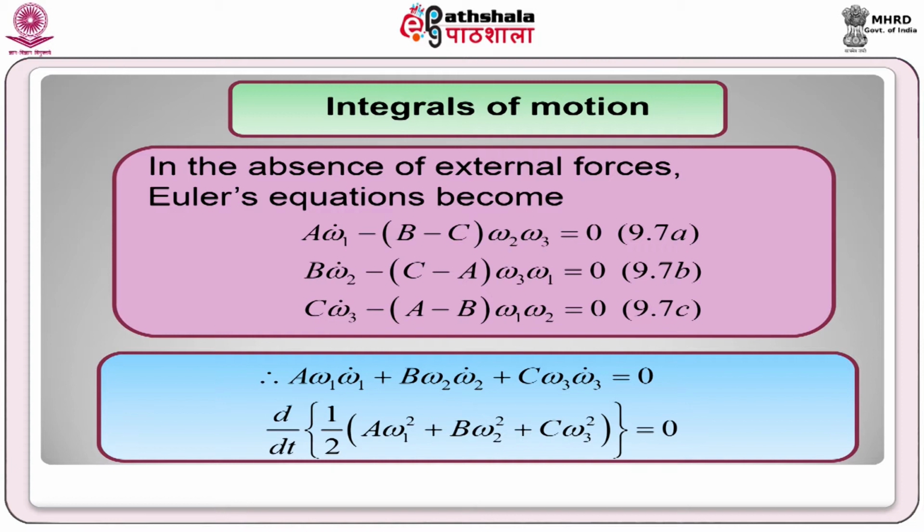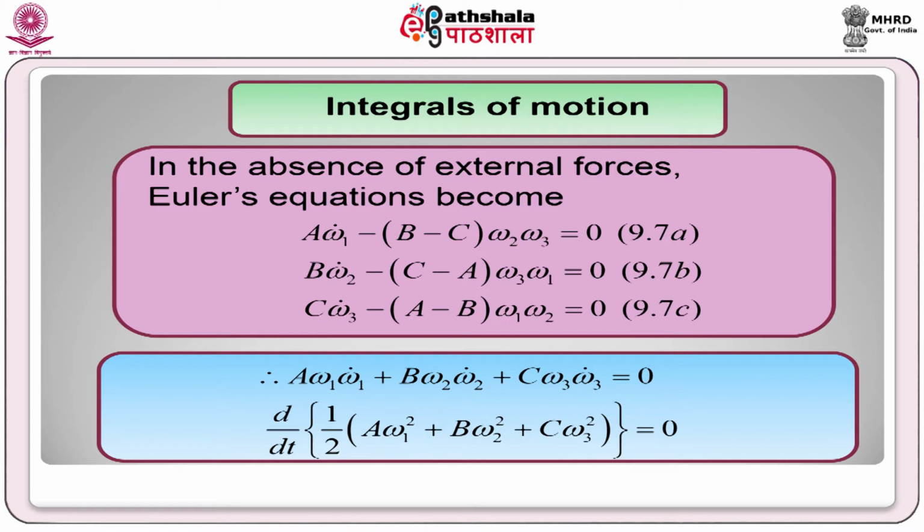Now, we multiply first equation, that is 9.7a by omega 1, 9.7b by omega 2, 9.7c, that is third equation, by omega 3, and if we add these after multiplication, then these terms will cancel out each other and we get capital A into omega 1 dot plus capital B into omega 2 dot plus capital C into omega 3 into omega 3 dot equal to 0. This has been written here.